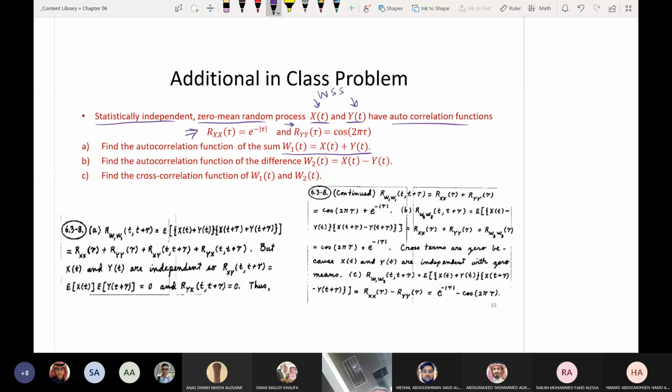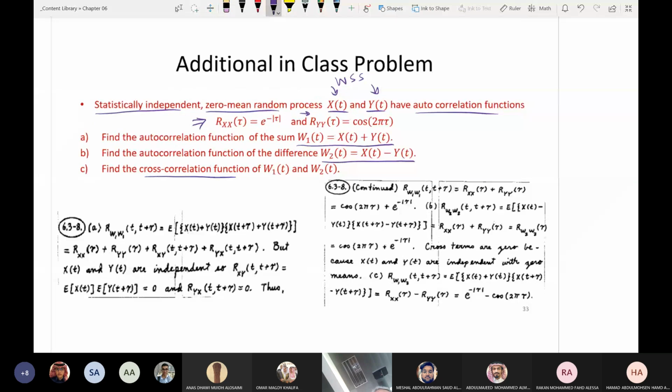And the same thing for the difference. And then the cross correlation function. We'll take it one by one. For the sum signal, we are interested in the autocorrelation function RW1W1 at t and t plus tau, which is the expected value of W1 of t multiplied by W1 of t plus tau, that is, x of t plus y of t, multiplied by x of t plus tau plus y of t plus tau.